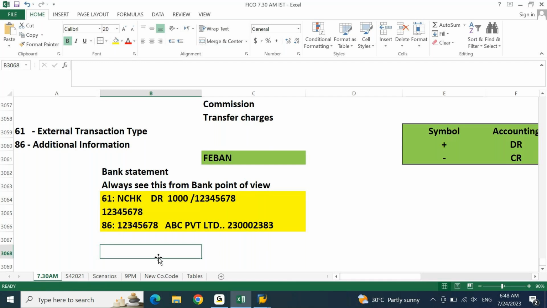But first, you need to understand how MT940 looks, what configuration you are doing, and how you are uploading the statement. In the same way, you can implement it for your client also.